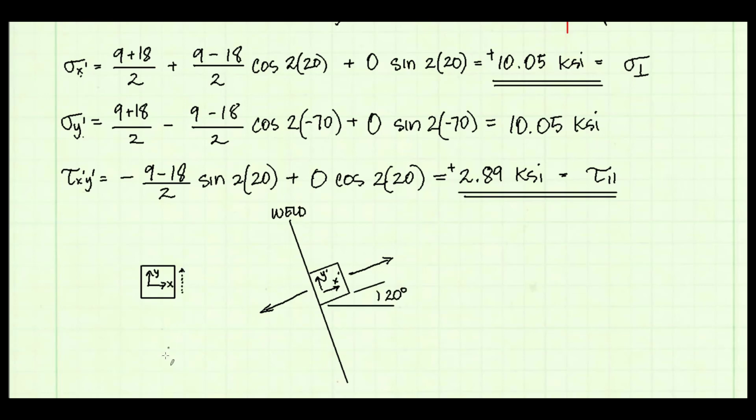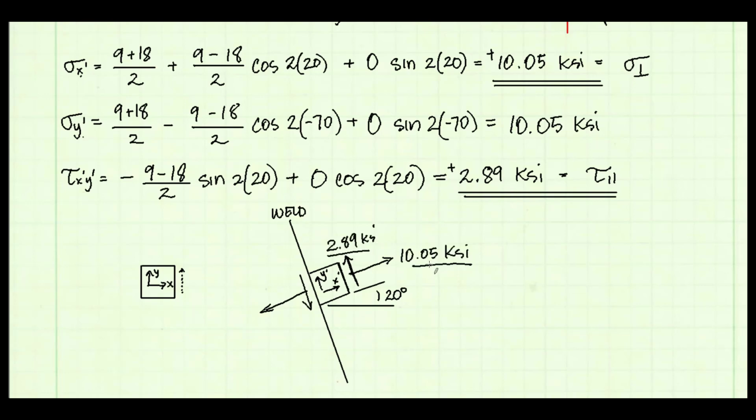This is how I visualize the shear stress direction. On the original stress element, a positive shear stress would be pointing counterclockwise on the x face. That x face was rotated positive 20 degrees. So here is the x face oriented parallel to the weld. Since the value for shear stress came out positive, I will show the arrow acting in the counterclockwise direction. If my shear stress had come out negative, I would show the arrow acting in the clockwise direction.